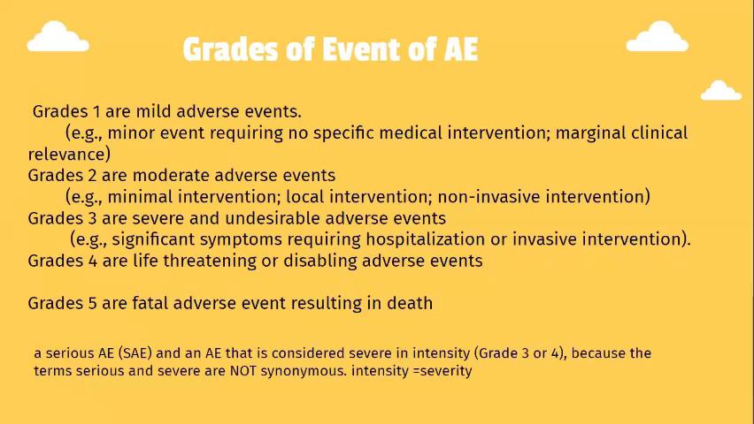And this is something useful to know. If you take away anything from this, just know that the grades go from 1 to 5, and that 5 is death. This is similar to what we just talked about, but these are the grades of an AE, right? So it's a little tricky. Intensity does not equal severity. Sorry, these grades are on the intensity. These are how intense the AE is, but it does not mean that it's an SAE. These are just how you grade an AE.